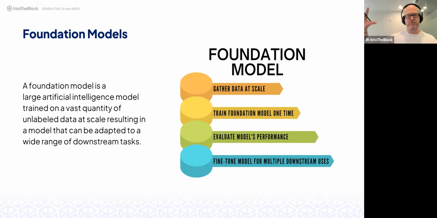So you can take one of these massive models and then do what is called fine tune it, right? Fine tune it on a specific set of properties. So that's what we use this term called foundation models to refer to.